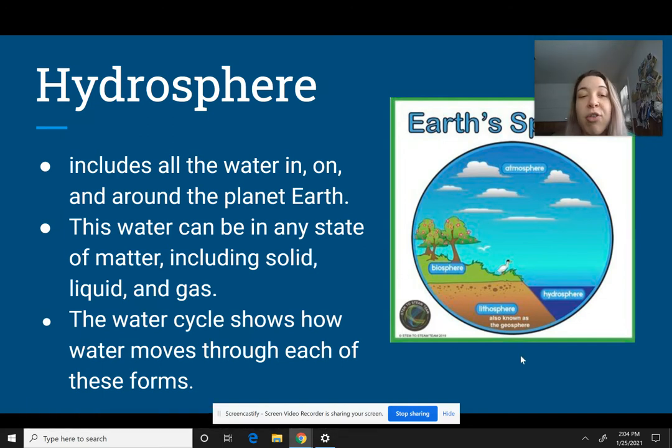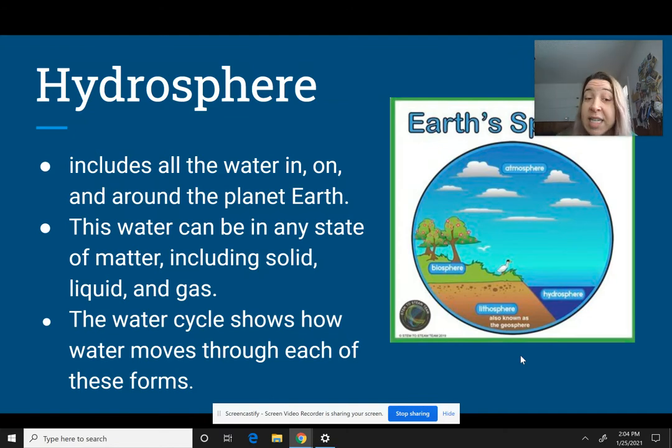All right, the hydrosphere is basically the water. Hydro means water, something we've talked about a little bit before as well. And this can be in any state. So this goes back to the water cycle. We talked about the water cycle a little bit at the beginning of the year, so we're going to come back to it. I think I told you it was coming, and here it is.